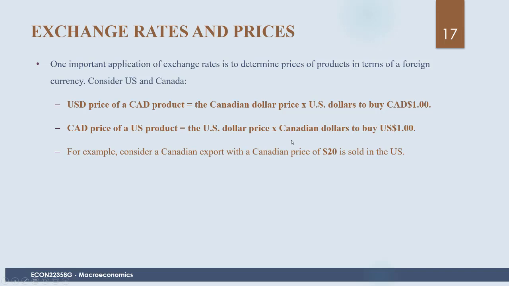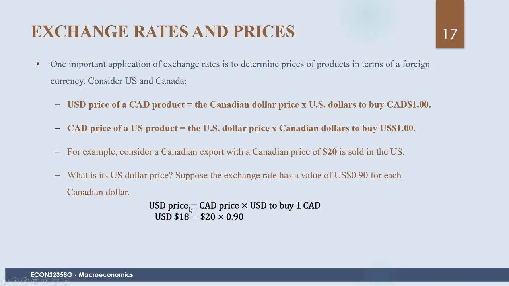So for example, consider a Canadian export with a Canadian price of $20, and that's sold in the US. So what is the US dollar price? Let's suppose that the exchange rate has a value of US 0.90 for each Canadian dollar. Well then, the US dollar price of this t-shirt is just going to be the Canadian dollar price times the US dollars to buy one Canadian dollar. In this case, it's 90 cents. And so we know that the price will be lower in US dollars because their dollar can buy more of our dollar. The US dollar price would be 18, which is 20 times 0.9. The US price of this product is therefore 18.